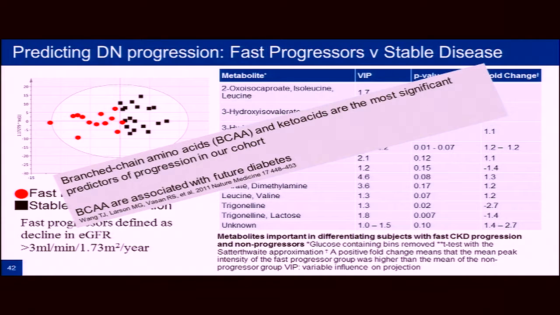And the metabolites that stick out to us in this result are actually branched chain amino acids and keto acids. And branched chain amino acids are known to be associated with future diabetes up to 12 years before a diagnosis of diabetes. And they seem to also be informing us about the progression of kidney disease. So I would love to follow up on that more. Again, we have lots of validation studies to do moving forward.